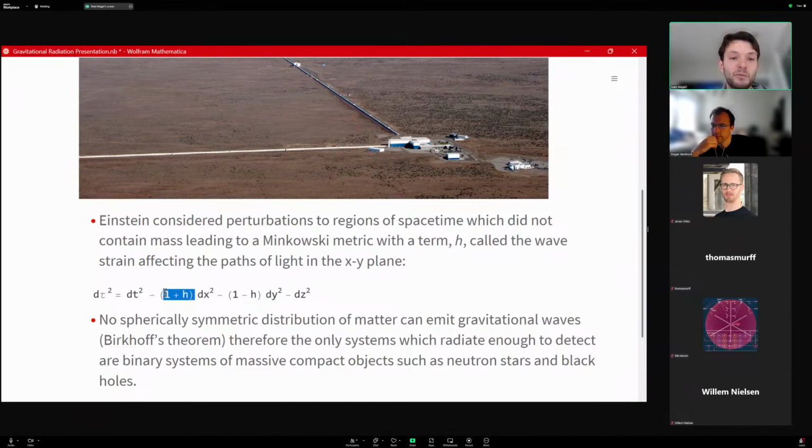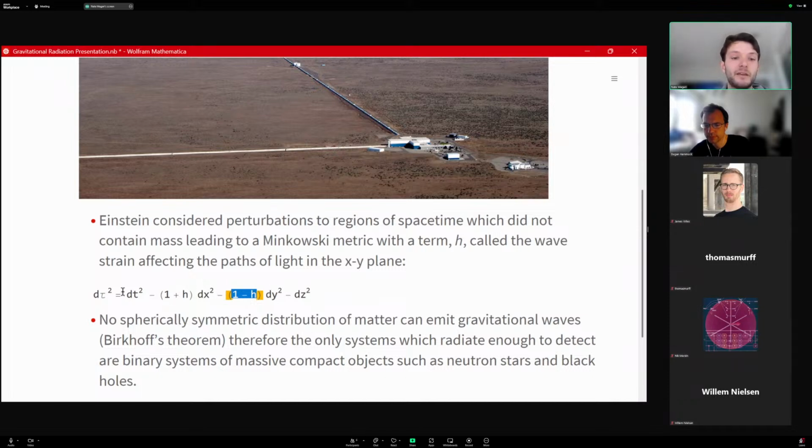If we didn't have these 1 plus H or 1 minus H coefficients in front of these terms here, then this would just be the Minkowski metric. But we can think of these coefficients as stretching and squeezing in the x and y directions. So if this h term becomes positive, lengths in the x direction are going to be stretched by some amount, and lengths in the y direction are going to be contracted.